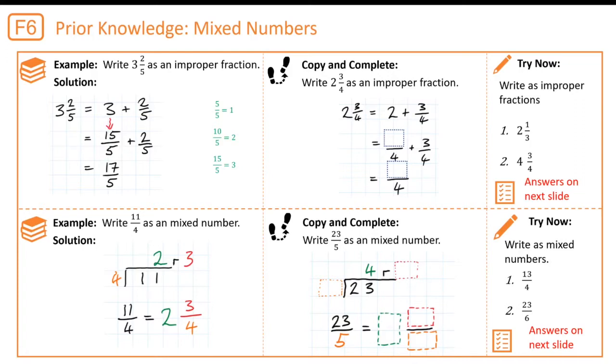In order to multiply mixed numbers, you need to be able to convert between improper fractions and mixed numbers. This prior knowledge slide will guide you. For the next 60 seconds, you'll see a quick example. You can skip forward if you're already confident in this skill.